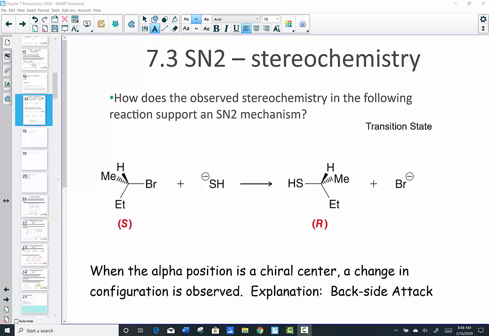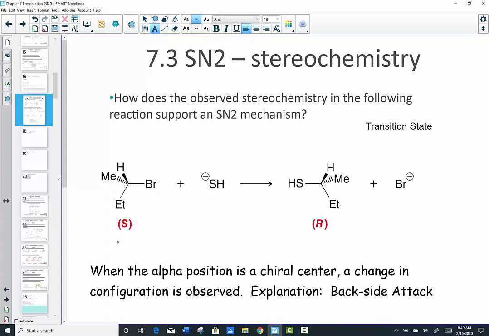Hope you found a little bit of rest and are back to talk a little bit about SN2 stereochemistry, bimolecular nucleophilic substitution. So what does the observed stereochemistry tell us about the mechanism of an SN2 bimolecular collision? And let's just keep practicing until we understand some vocabulary.